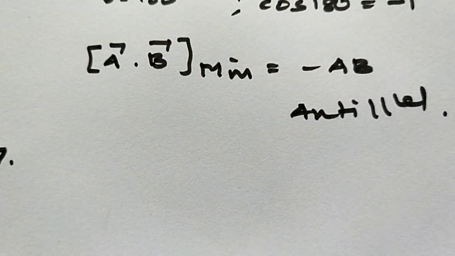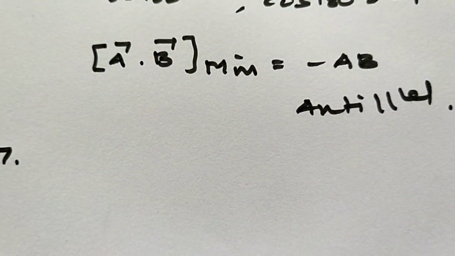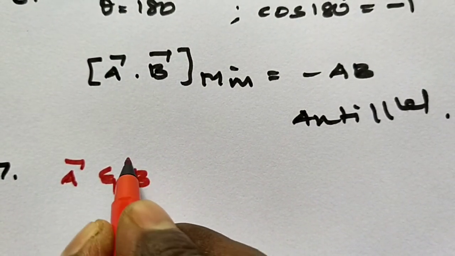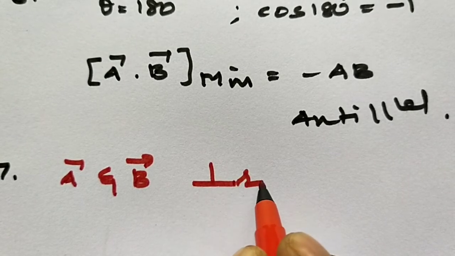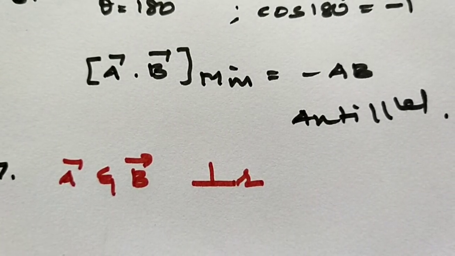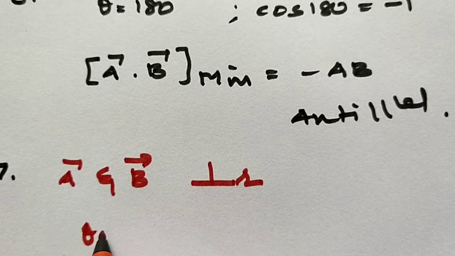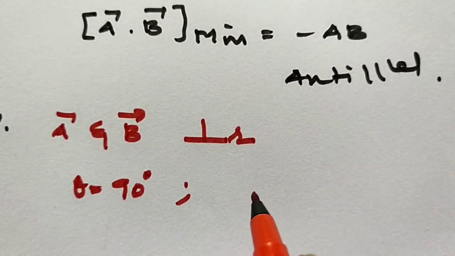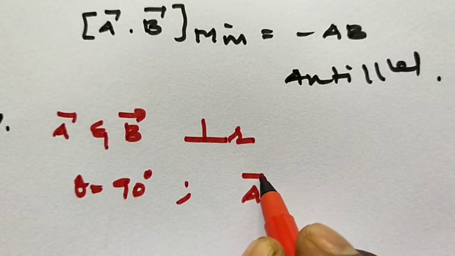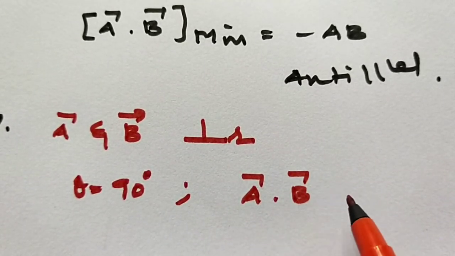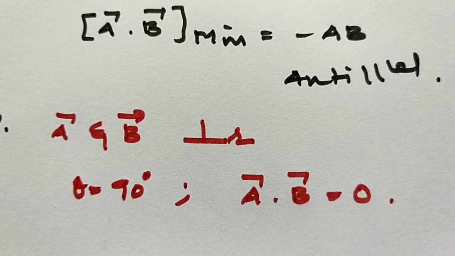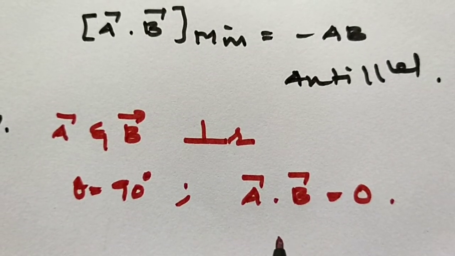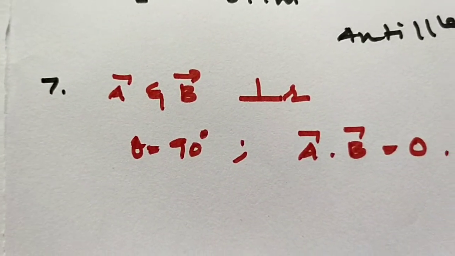So write down the seventh point. The two vectors A and B, A vector and B vector, are perpendicular to each other. Perpendicular to each other means theta equals 90 degree. Already we know cos 90 is 0. So finally we can get the dot product, A dot B vector, is 0. So these two vectors are mutually orthogonal vectors. Orthogonal means the angle between the two vectors is 90 degree.